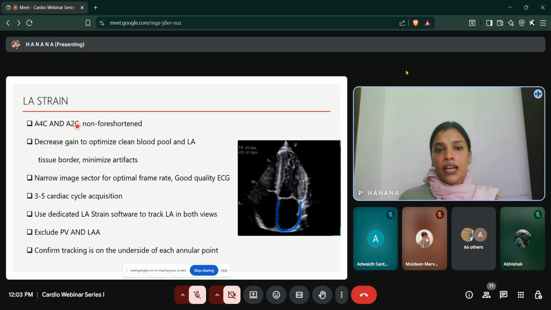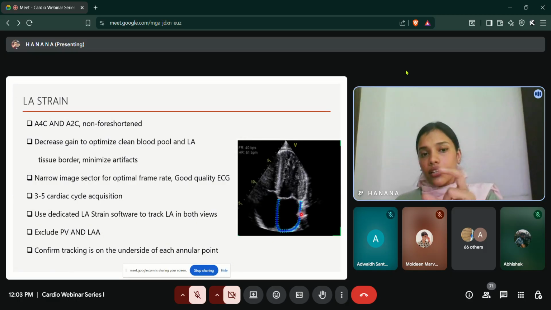You can use both the views, or otherwise you can use only one. Please make sure that it is not a foreshortened view. You should get a clear display of your LA like this, and now decrease the gain to optimize the clean blood pool and LA tissue border and minimize the artifacts.